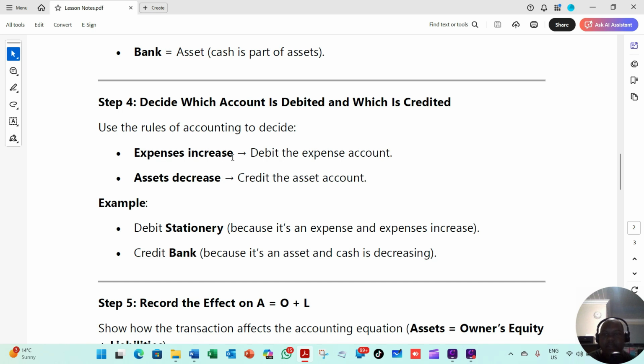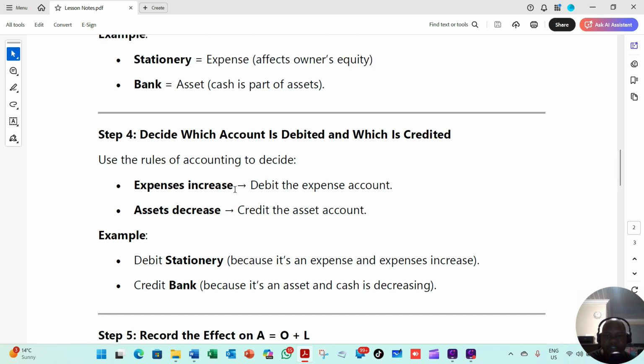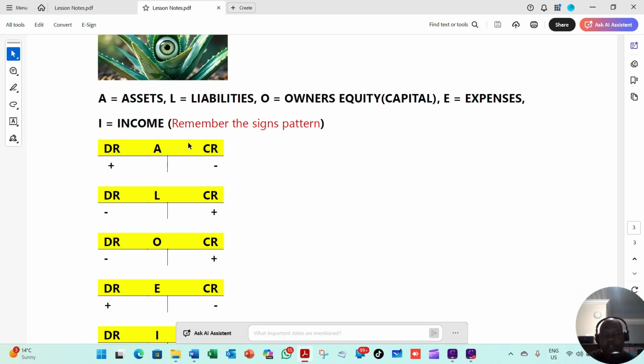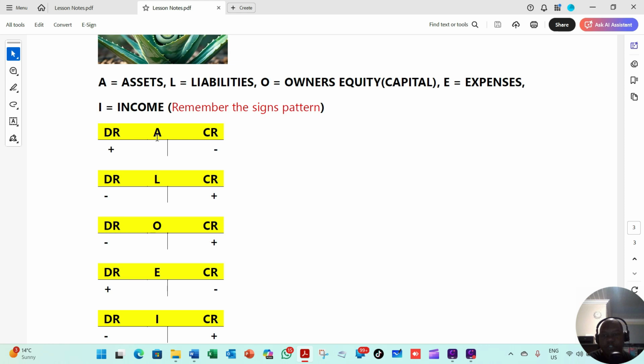Is the expense account increasing or decreasing? It's increasing. What happens when these accounts increase? Let's just go back a little bit. So you ask yourself, what happens when an asset increases? In our case, the asset is decreasing, which is the bank. So we credit it.